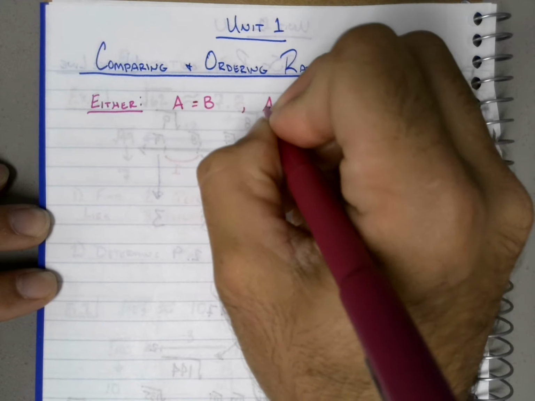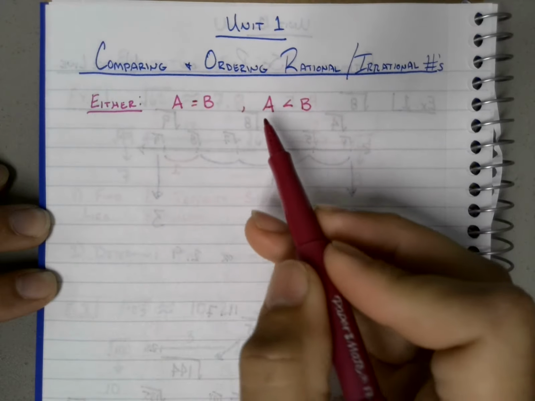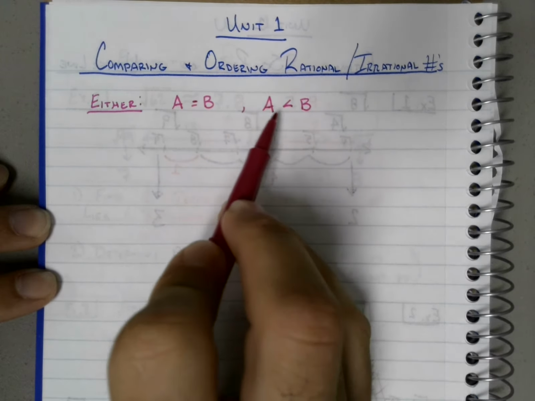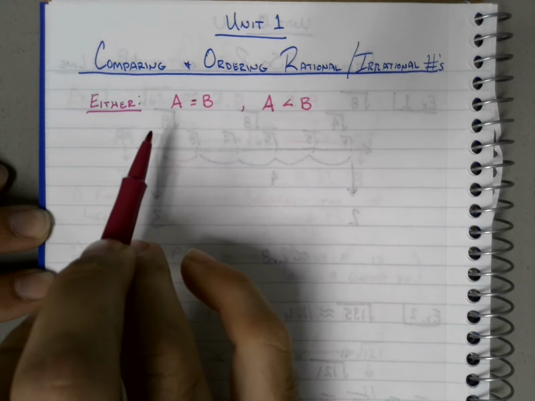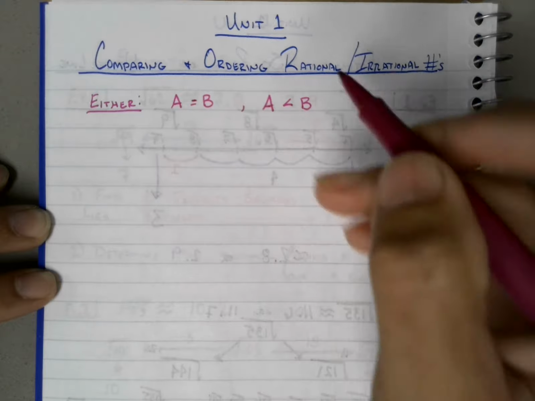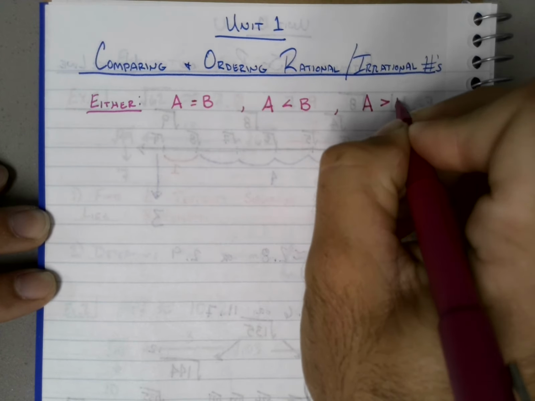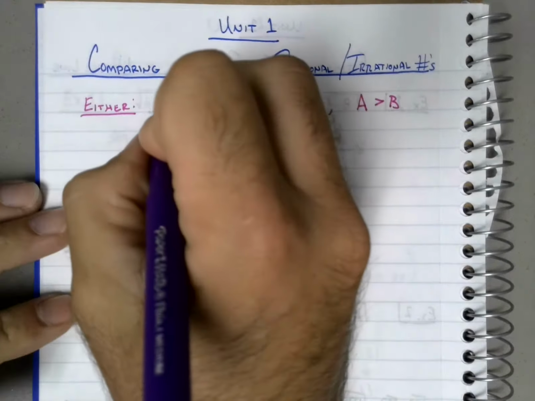A could be less than B. Remember, we read these from left to right. A is less than B. If you're not looking in that alligator's mouth, you have less chance of getting to eat than you do if you're B. And the last one, A could be greater than B, because we're going to be comparing.